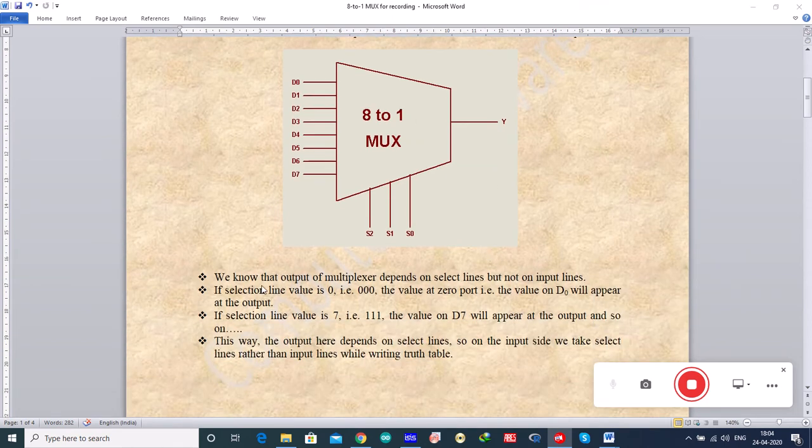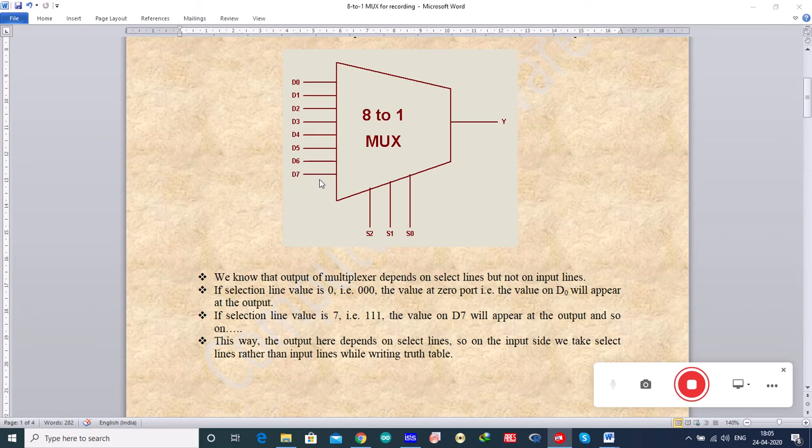We know that the output of multiplexer depends on select lines but not on input lines. This point we have discussed in our earlier videos also. Suppose if the selection line value is 0, that is 0, 0, 0, the value at the 0th port, that is the value on D0, will appear at the output. And suppose if the selection line value is 7, that is 1, 1, 1, the value on D7 will appear at the output, and so on.